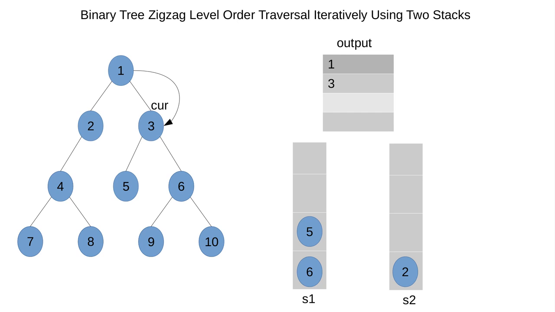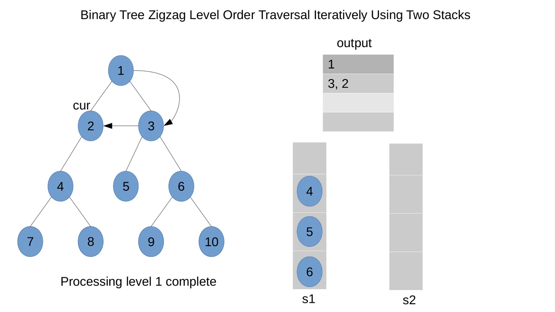Now again we'll pop the node from stack S2 because stack S2 is not empty yet. So current is assigned the reference to node 2. So we process this node, and now current does not have a right child, so we'll skip it, and we'll add the left child, node 4, to stack S1. So this ends the processing of level 1.